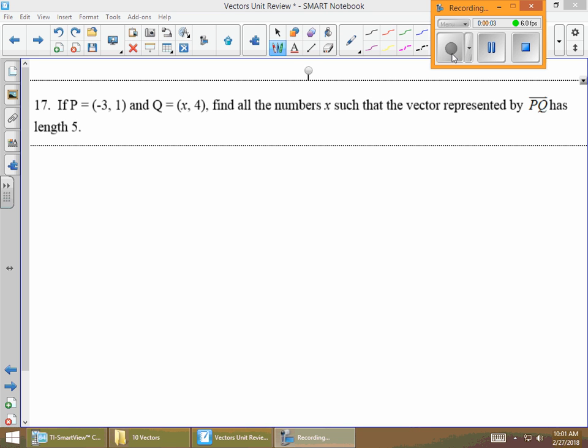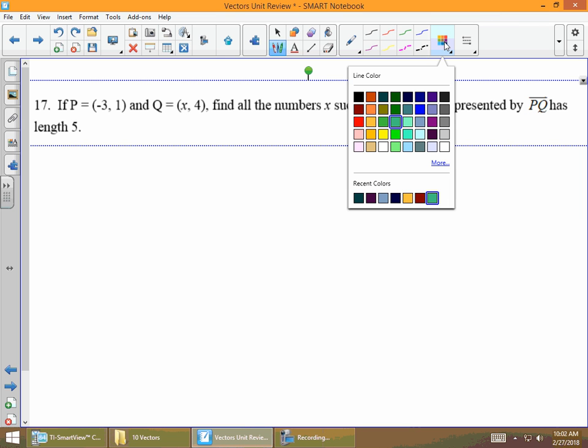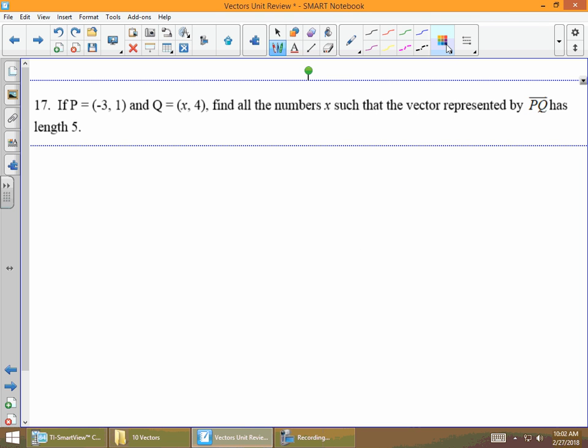Okay, last problem, and this one's kind of a monster. It's kind of hard to think through what you need to do, but every piece that you need in this problem is something that you have used in the review so far. So we start with 2 points, P and Q. And we want to find all the numbers so that PQ has a length of 5. Now, when we're talking about vectors, length and magnitude are the same. Same idea. So what we need is a magnitude of 5.